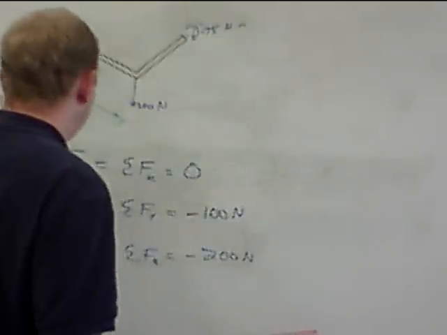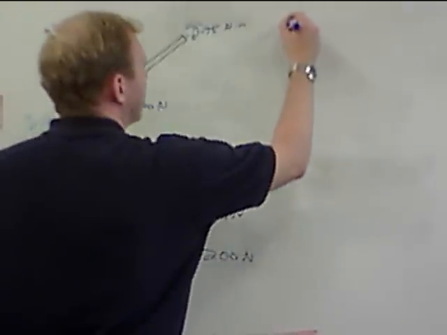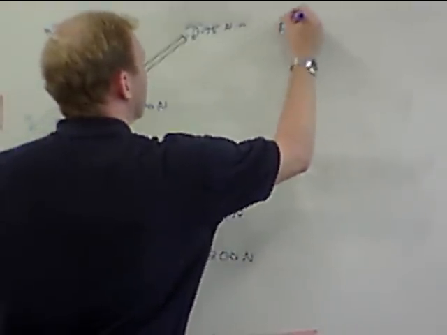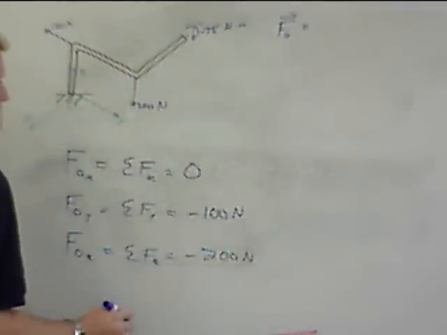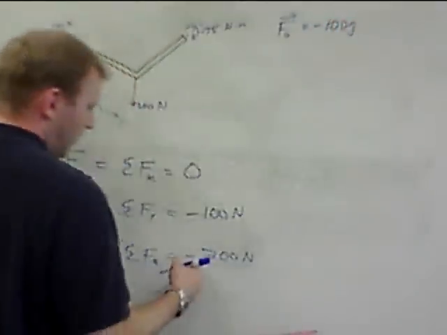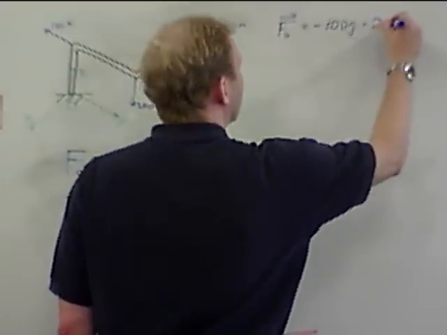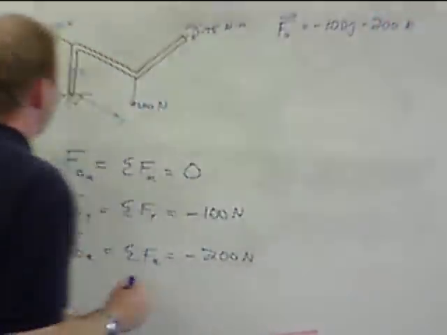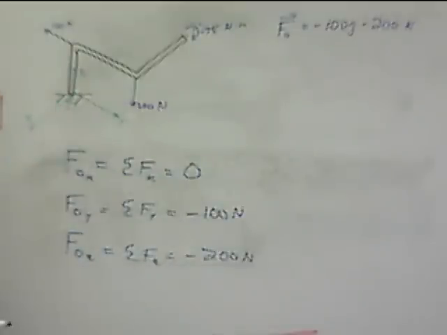So the force is really quite easy. The force here is equal to negative 100j minus 200k. So that's the force that's required at point O to support this system.